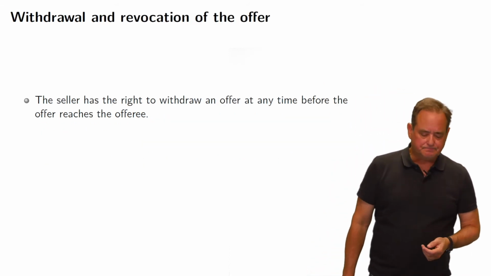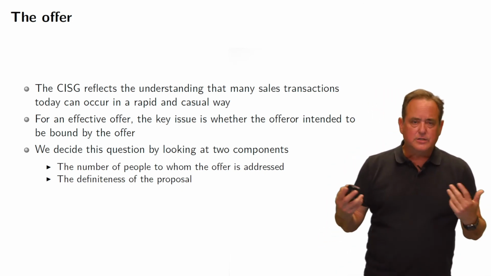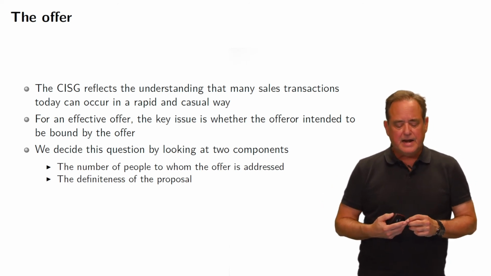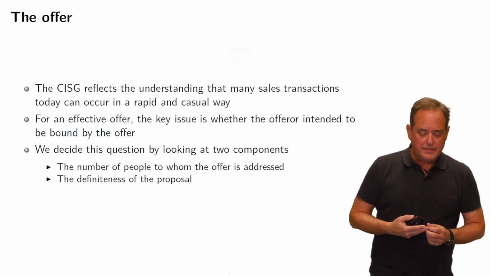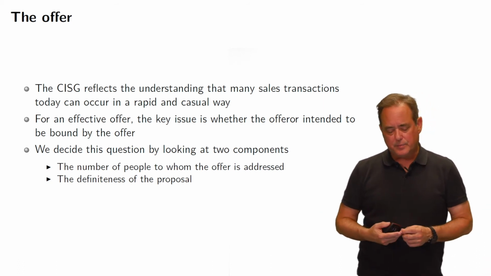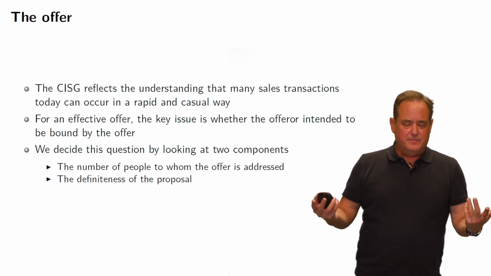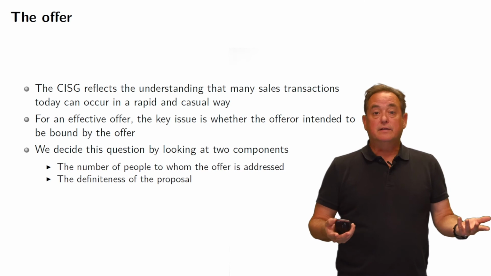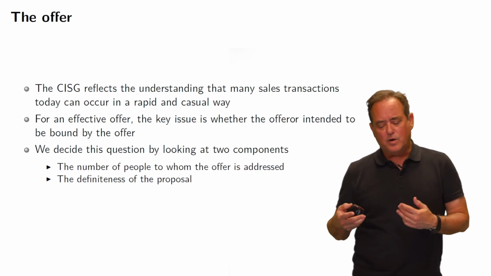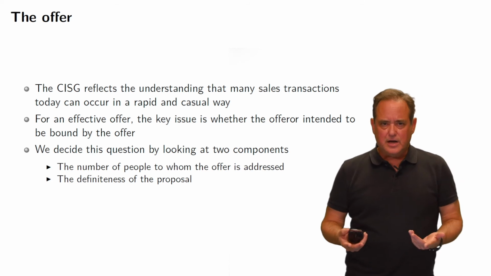Let's look at a hypothetical. Say I send out a catalog to 200 different companies on a mailing list that I've obtained from another vendor, and the mailing list identifies buyers who've purchased industrial equipment in the previous 2 years. If in this catalog there is a toolkit, and the toolkit sells for $50, and an American buyer sends in an order for 50 toolkits at $50 each, is there a contract?